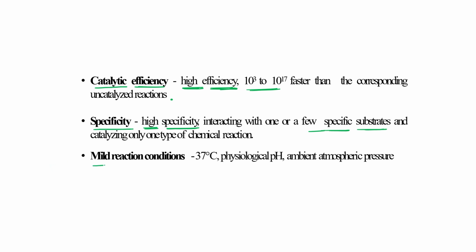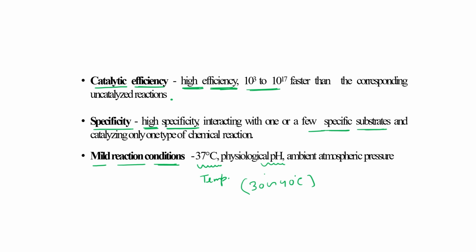Third is mild reaction conditions. For example, for human beings, it is a temperature of 37 degrees centigrade and physiological pH. If we talk about the range, it is between 30 to 40 degrees centigrade for temperature, and pH slightly acidic or slightly basic. But yes, the pH of our buccal cavity is different from our stomach, and that is comparatively different from other parts.